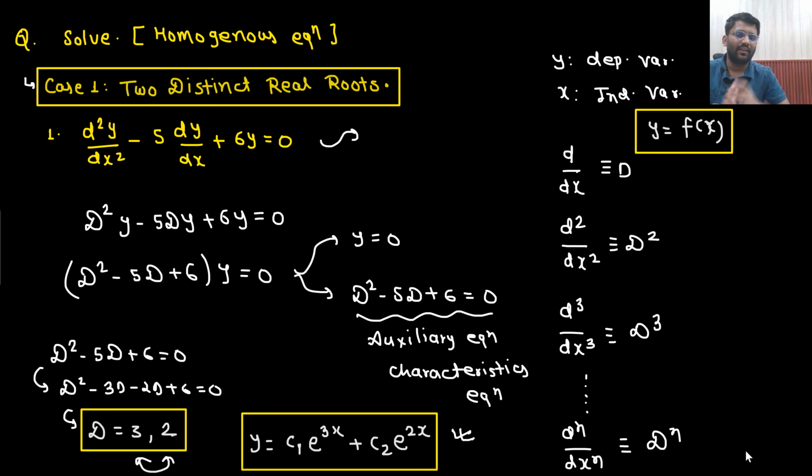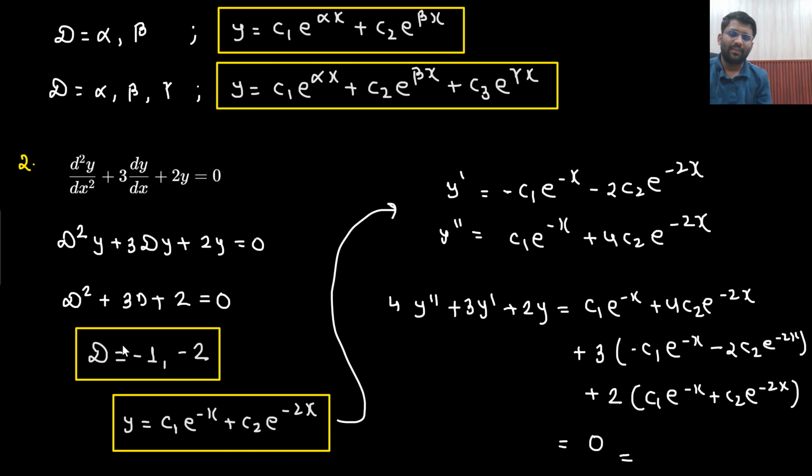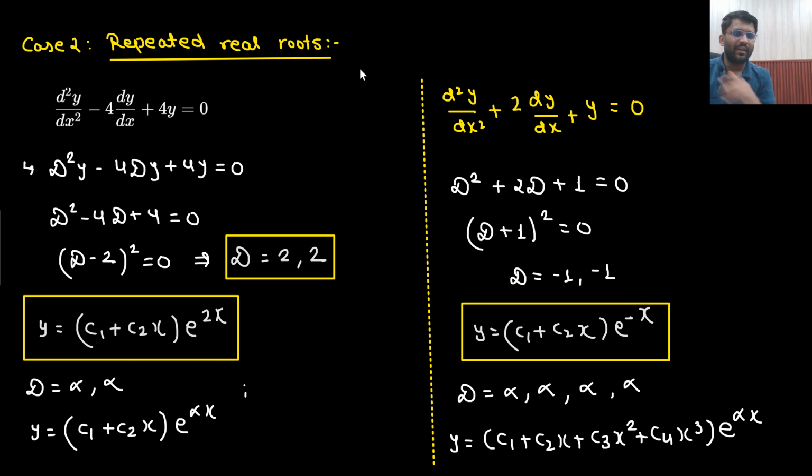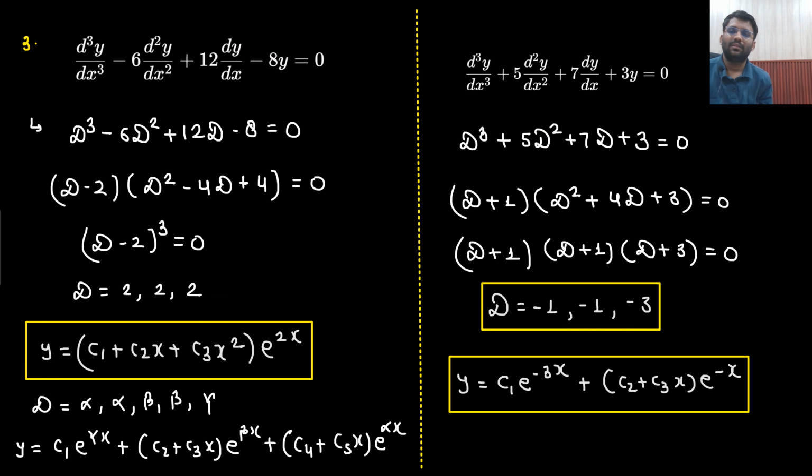First we started with the distinct roots 3, 2: y equals c1 e to the power 3x plus c2 e to the power 2x. Same example here as well: c1 e to the power minus x, c2 e to the power minus 2x. Repeated real roots 2, 2: if I was alone, the answer would have been c1 e to the power 2x, but since I am repeated, my answer would be c1 plus c2x, times e to the power 2x. Here minus 1, minus 1: if I was alone, c1 e to the power minus x; since I am repeated, c1 plus c2x times e to the power minus x. Here 2, 2, 2, three times it is repeated, so c1 plus c2x plus c3x square, times e to the power 2x.